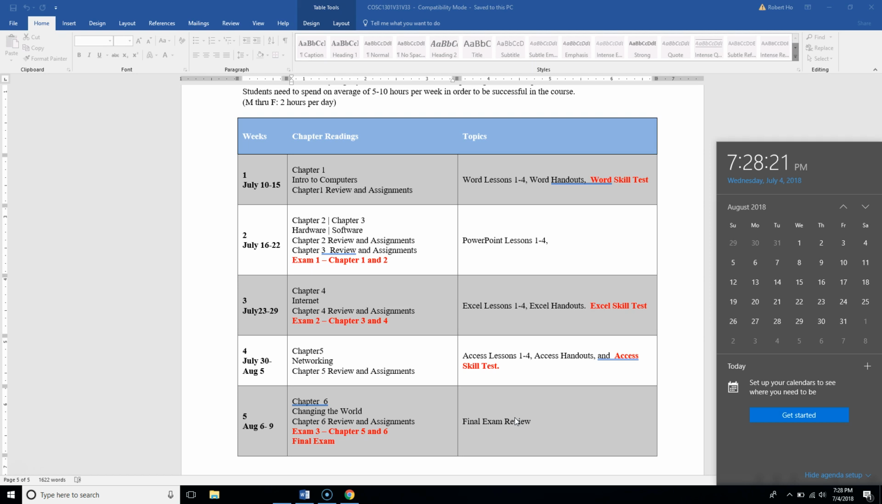I just want to point out here, as you notice, that at the end of week number 2, we have exam 1, chapters 1 and 2. Before students complete this exam 1, you need to do the chapter 1 review and chapter 2 review. Some of the questions on the exam are from the review. So students need to take the review first, then take the exam afterward. Okay, so similarly with exam number 2, you have the chapter 3 review and chapter 4 review.